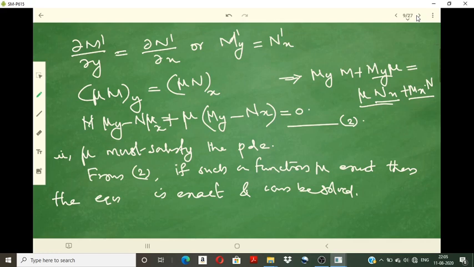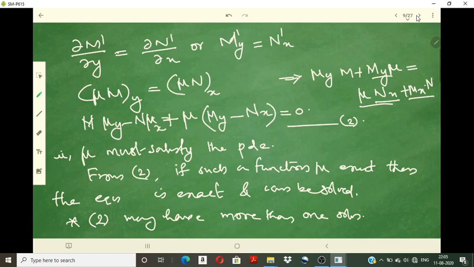But an equation of the form 2 may have more than one solution. There may be more functions satisfying this condition. In that case, we can use any one of them as mu.